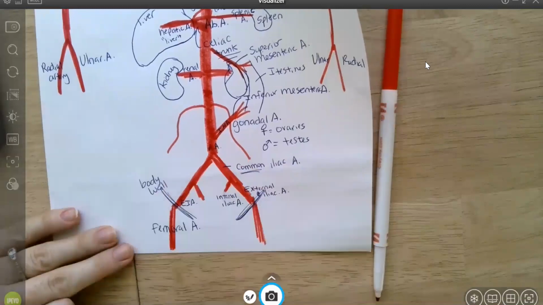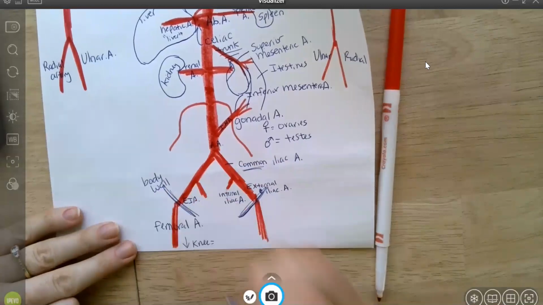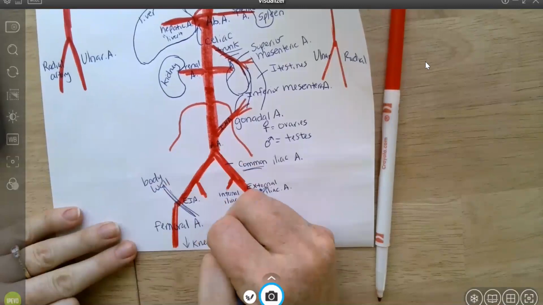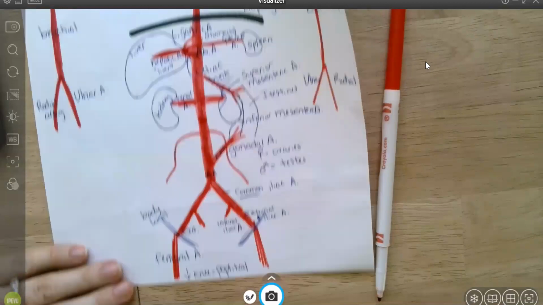And then the femoral artery will continue down until you get to the knee. Once you get to the knee, it's been called the popliteal. Popliteal means knee. Okay, so that's it.